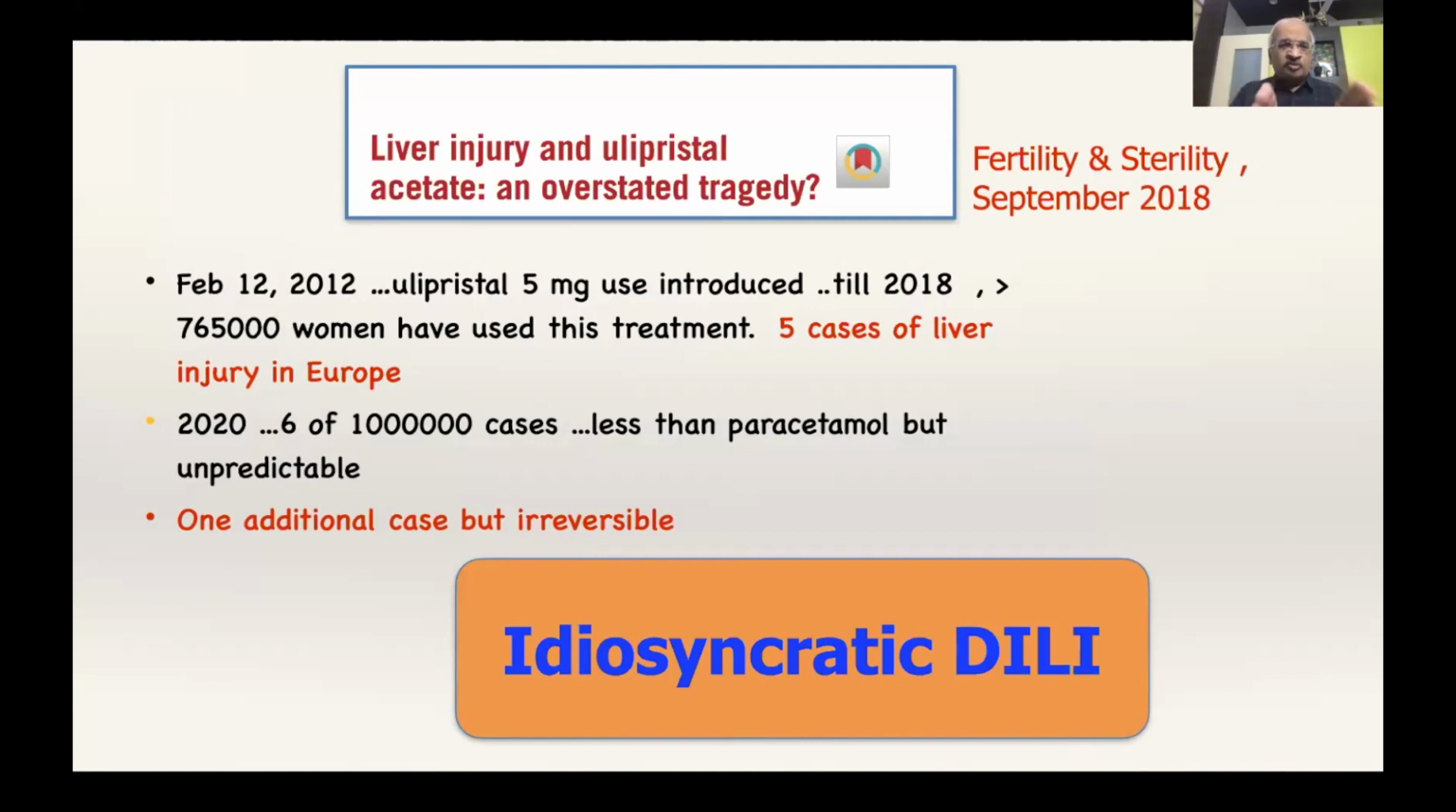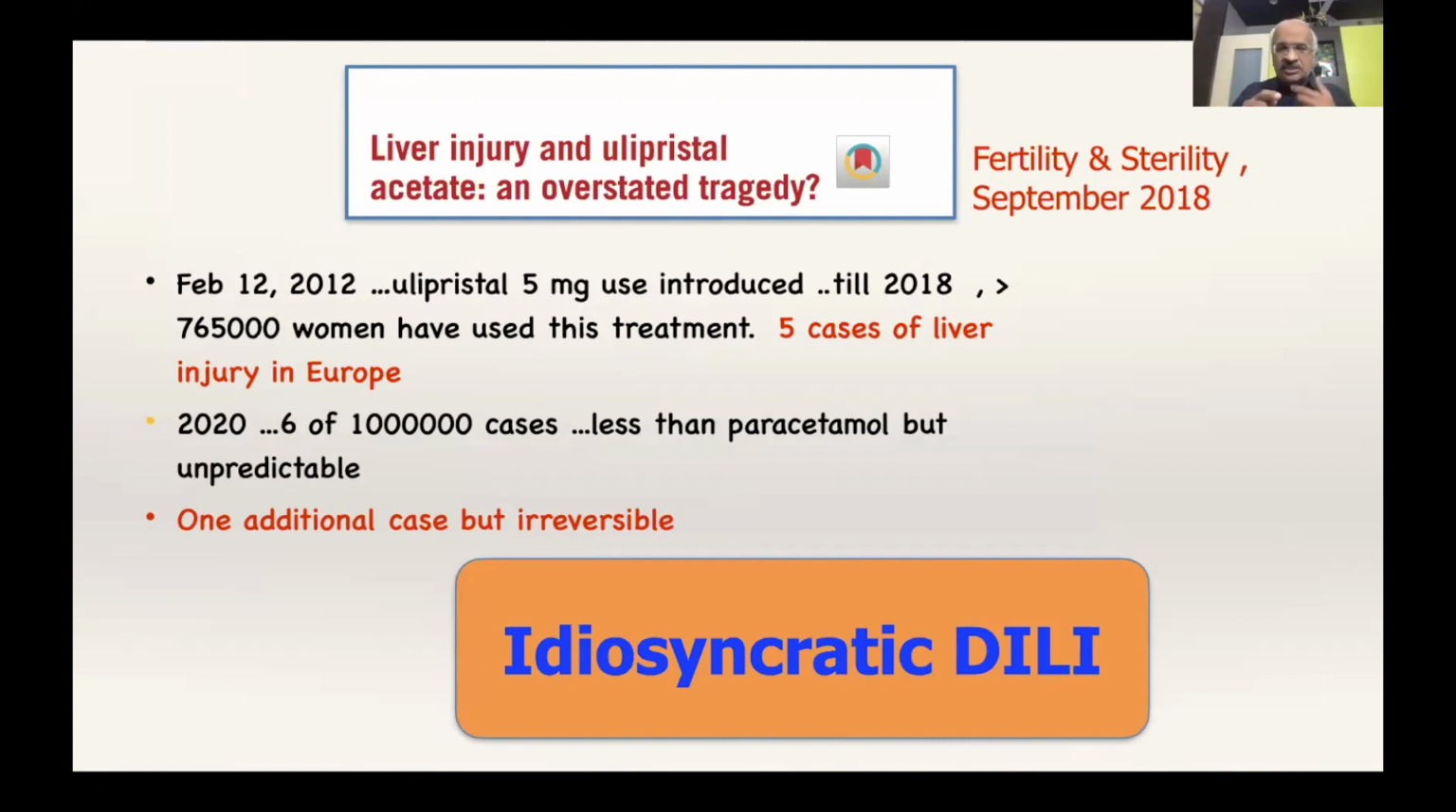I would just put this slide here for them, that we are worried about ulipristal causing liver injury. And the sad part is, out of these 5 cases which were reported earlier, in about 7 lakh women, 4 of them went for a liver transplant. And that's what makes it much worse. And that's one of the major reasons why this is a banned drug.